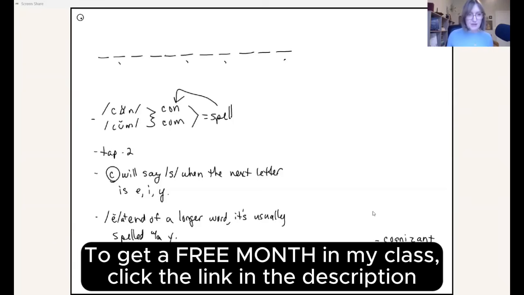So when you hear the E sound at the end of a longer word, you're not going to spell it with an E, you're going to spell it with a Y. So your word is complacency. Complacency. You're going to see this times 2 in this word.